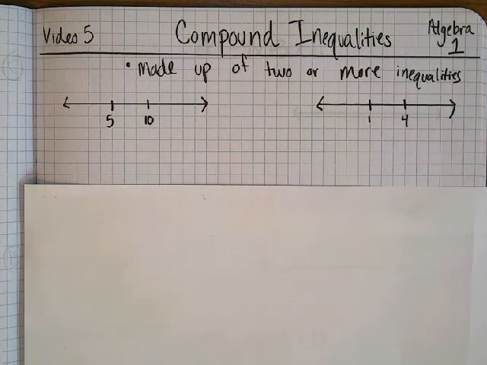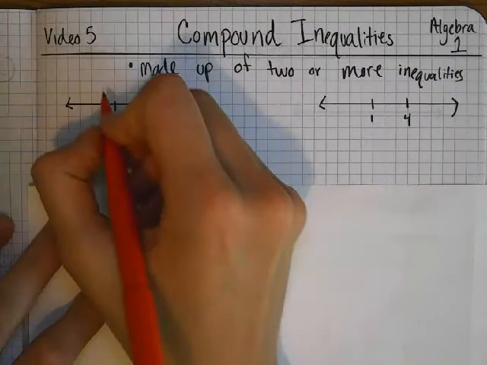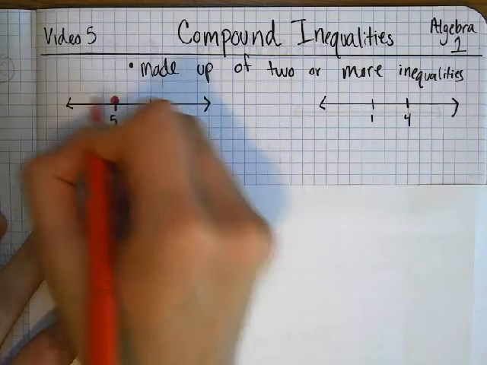Okay, just like compound words that are made up of two different words, like doghouse, compound inequalities are made up of two inequalities. Sometimes you'll see more, but for us, we're just going to be looking at two. So we're going to look at a couple examples. If I had something that looked like this.